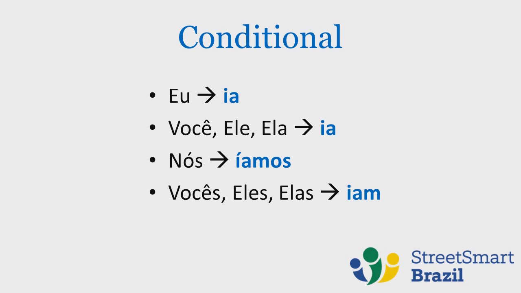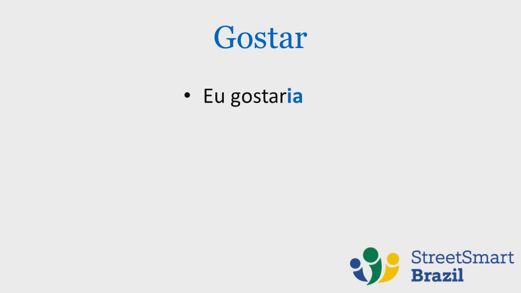So let me show you a verb. So let's see the conjugation of the verb gostar. So if you look at the eu conjugation, I have the infinitive verb gostar, and then I added the verb ending that I showed you just now, ia. So eu gostaria. Now, for the conditional pronunciation, the stressed syllable is always the last one. So the stress of the word is always in this final i that you're adding there.